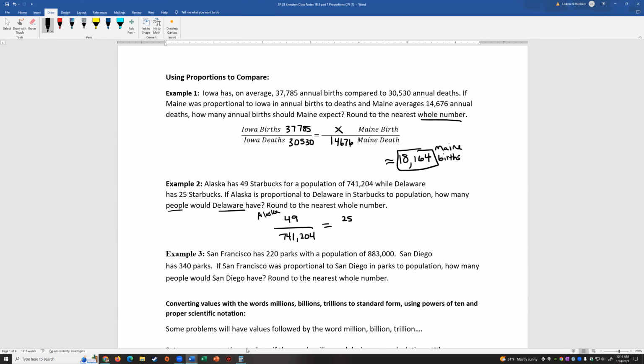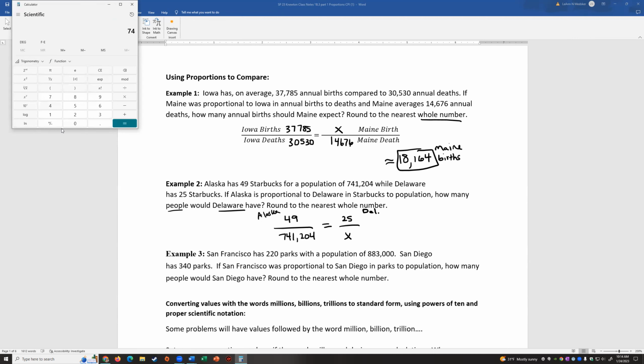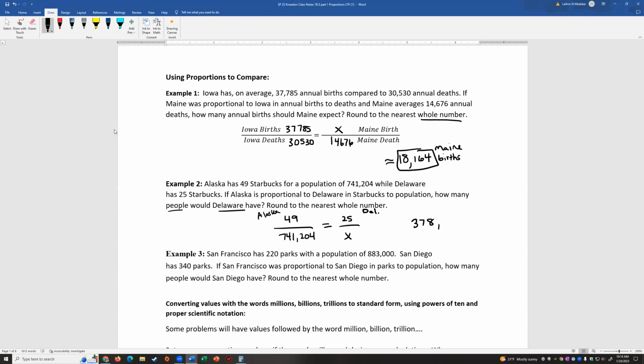Equals Starbucks over unknown population for Delaware. Cross multiply, so we'll do the 741,204 times the 25, since we know both parts of that diagonal. And then we're going to be dividing by the 49, since that's across from the x. So that's going to be, to the nearest whole, 378,165. So 378,165 people in Delaware.